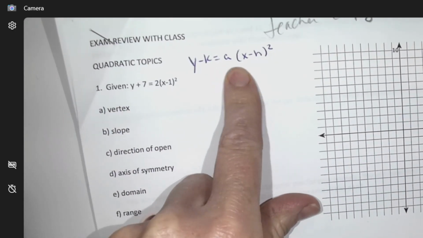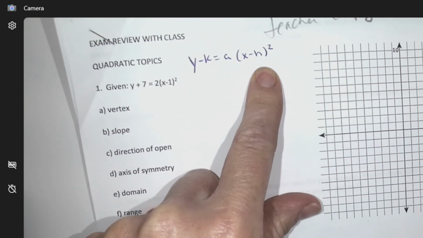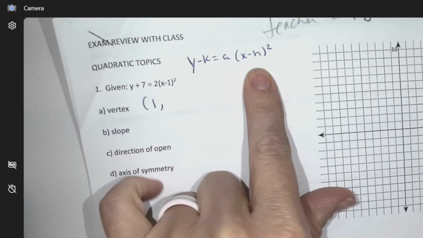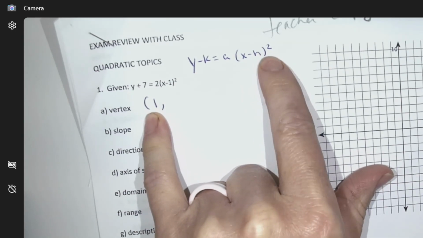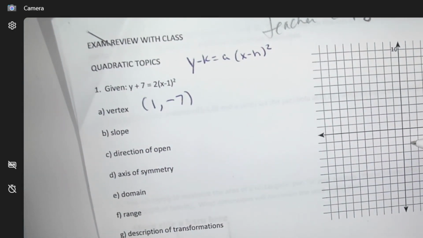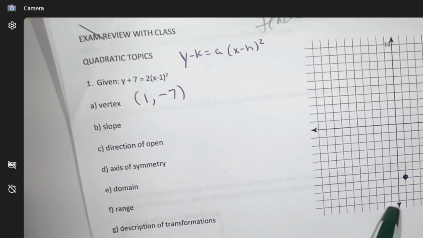So the vertex is the (h, k). In this formula, when I see the h and the k, do you notice how they have subtraction signs? When formulas have subtraction signs, you have to do the opposite thing. So my vertex is +1, because I have to do the opposite because it's a minus, and a minus here, so -7. Okay, so there's my coordinate for my vertex.